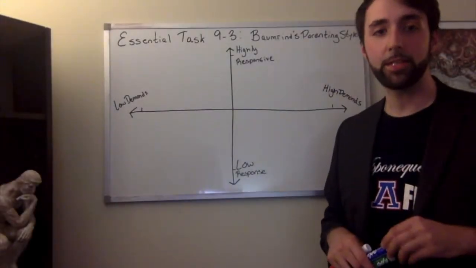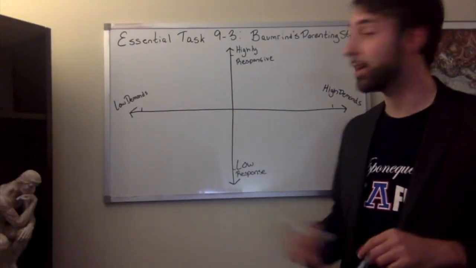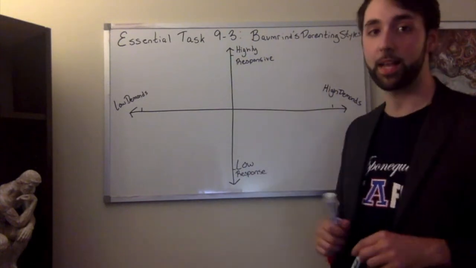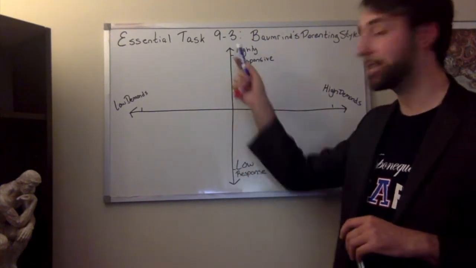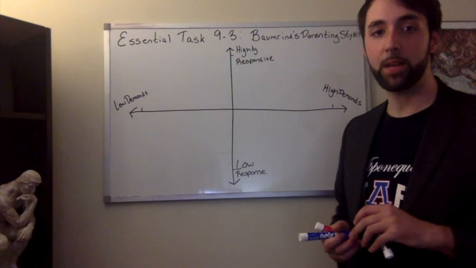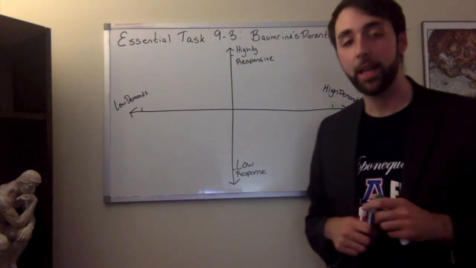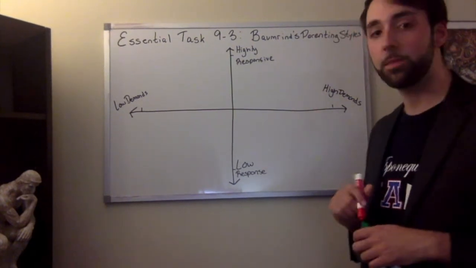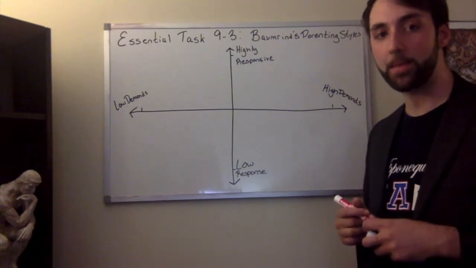Welcome back, AP Psychers. In today's video, we are going to overview Diana Baumrind's parenting styles, as shown in Essential Task 9.3. This is the very last box of the 9.3 Essential Task, and it is a series of terms that has a high probability of being on the AP exam.